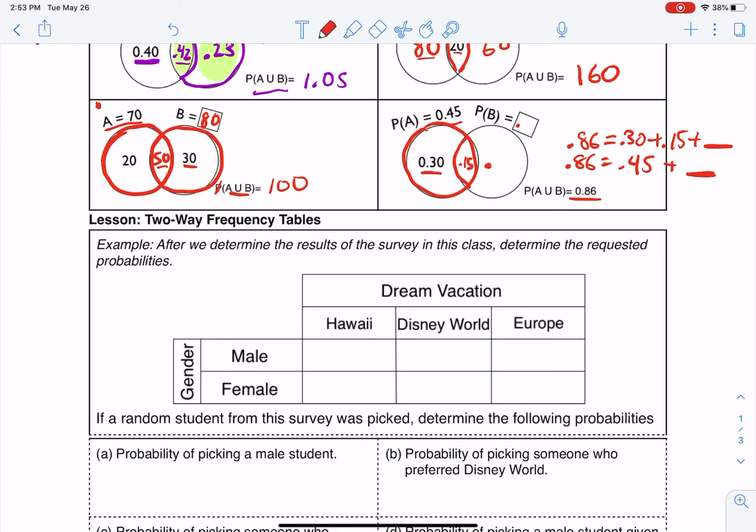altogether 0.41. And if this whole thing is 0.41, to find just this portion, I would do 0.41 minus 0.15, and that would be 0.26. Okay, that's it for the review.